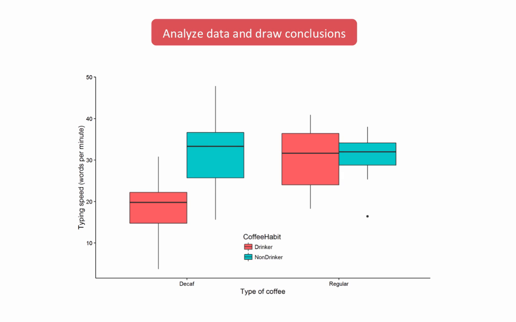So here's an example of a graph of the results of this coffee research. By the way, this is not real data. I just made this up. But if it was real data, you can see that basically my hypothesis was correct. The non-coffee drinkers basically have no difference between decaf and regular coffee. And the regular coffee drinkers, their typing speed is lower when they drink a decaffeinated coffee, but it's not really different when they drink regular coffee.